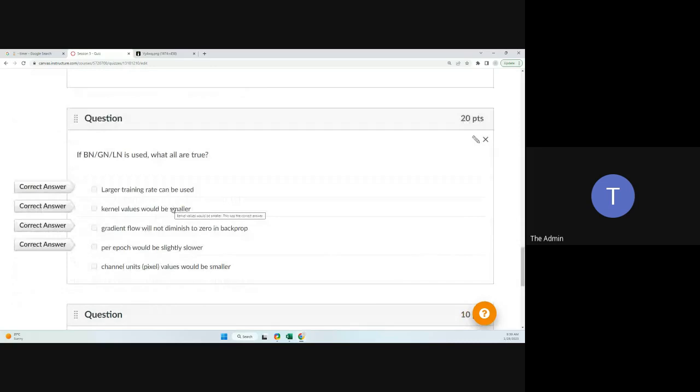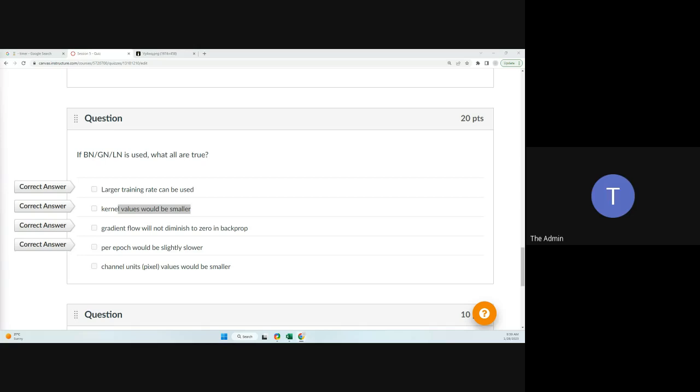Okay, so if batch normalization, group normalization, layer normalization is used, what is true? A larger training rate can be used. Kernel values would be smaller. Any comment on the second one? Didn't understand much. Why would kernel values be smaller? Didn't understand this aspect. Anyone else?